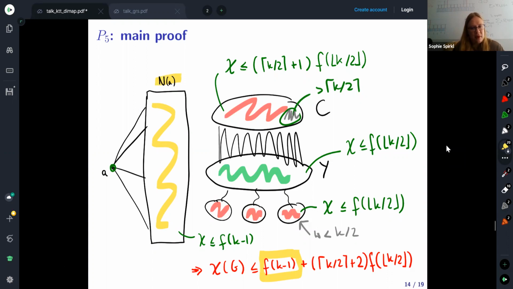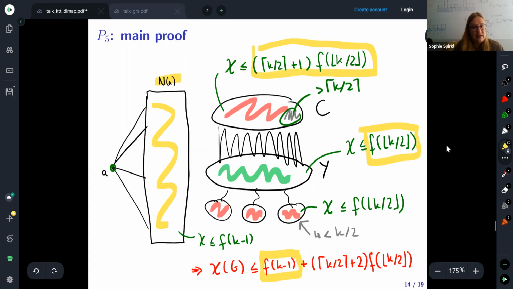And then over here, we actually got the clique number to be at most k over 2 plus 2 times f of k over 2. We get k over 2 for Y, and then we get k over 2 plus 1 for C, and these other components after deleting Y are negligible because we know there's a big clique in C, and so these guys don't have big cliques. And that gives you this recursion.